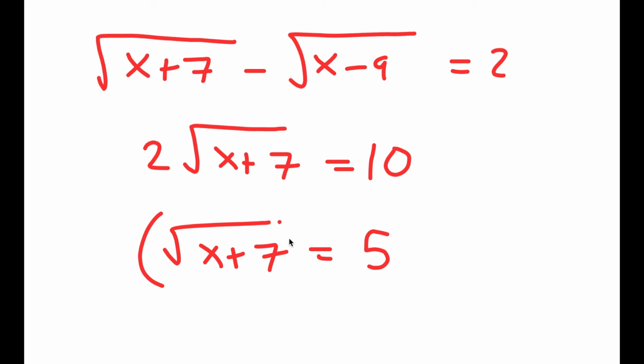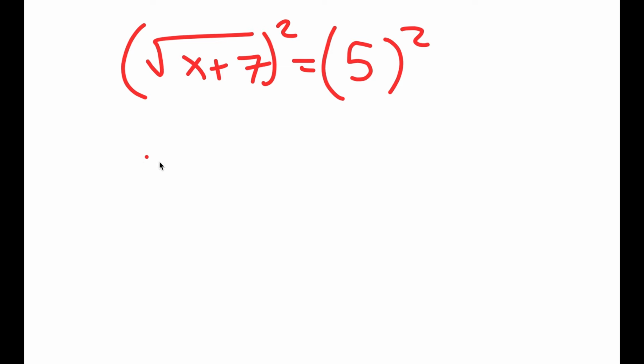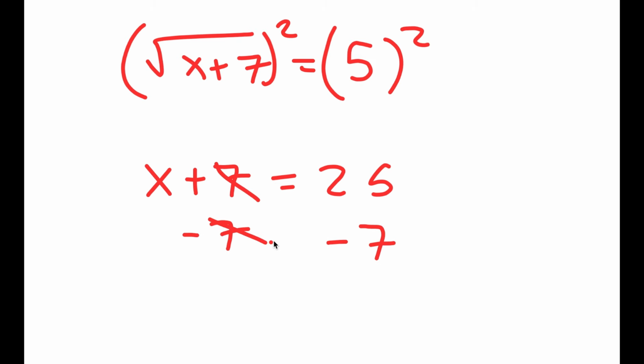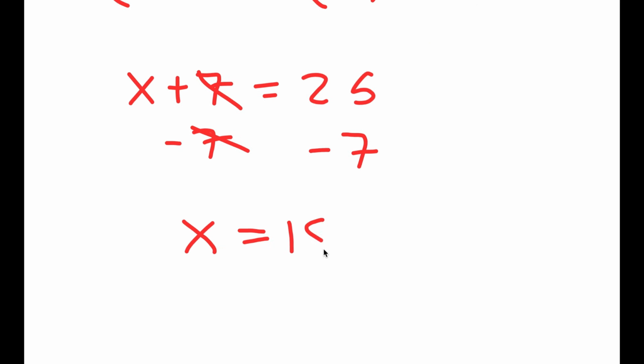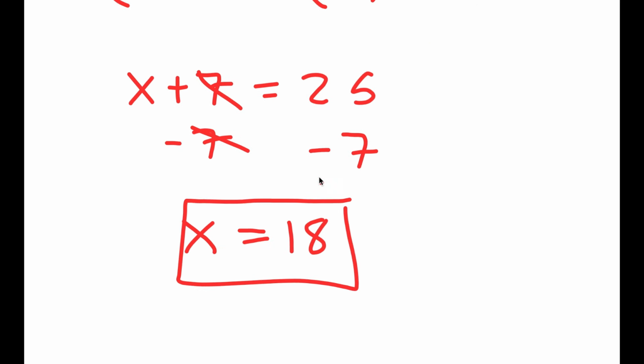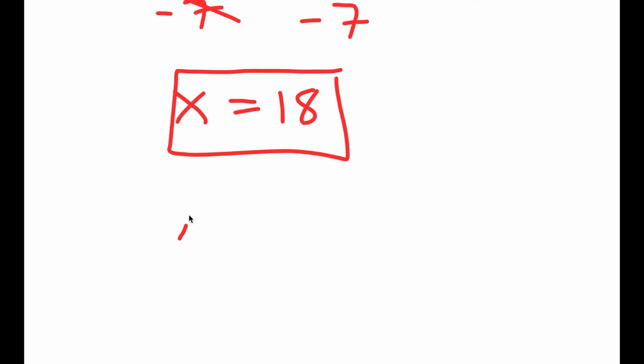Now if I square both sides, I get x plus 7 is equal to 25. And now if I subtract 7 on both sides, I get x is equal to 18. So that's the value of x, but there could be a different value, and we're going to find that out with method 2.